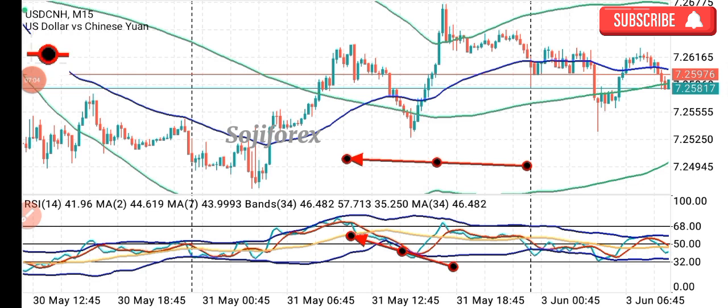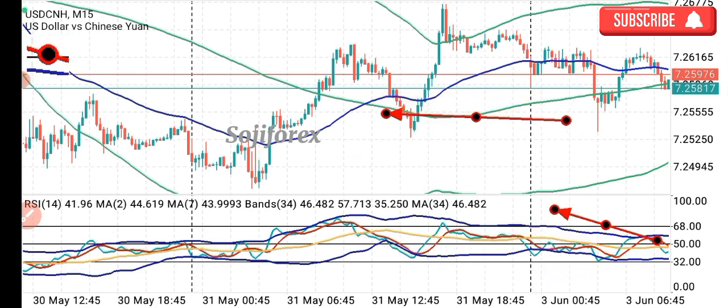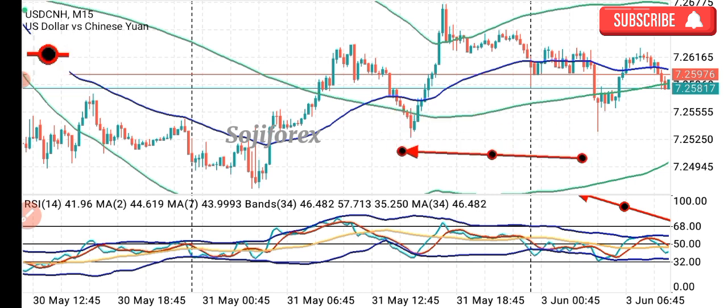Now what do we do? How do we find entries and how do we trade this pattern? Now for this trade, there are two ways we want to find our entry. Number one, we want to see price coming from our lower Bollinger Band.